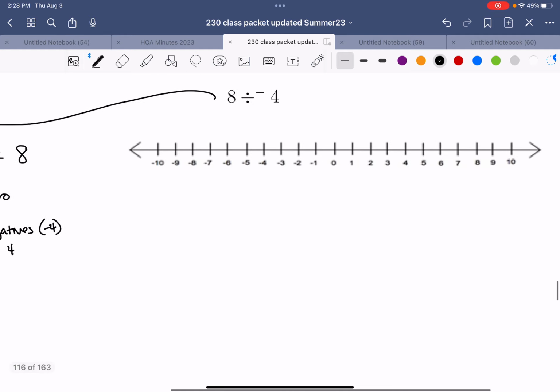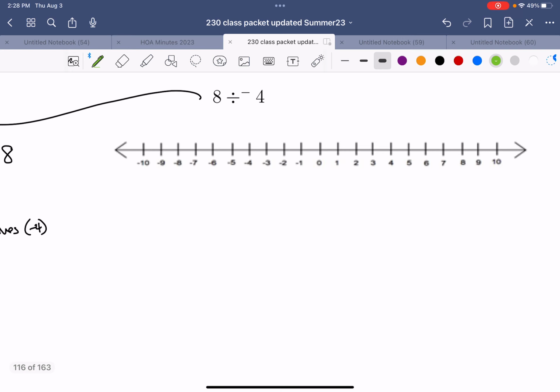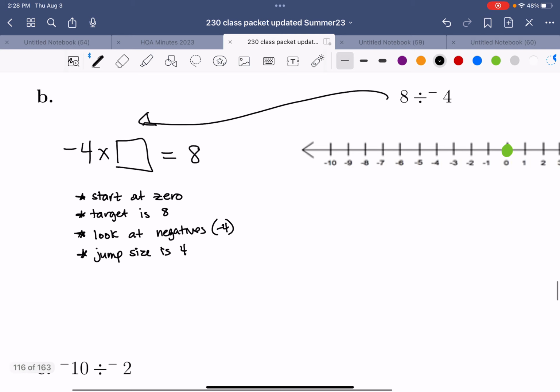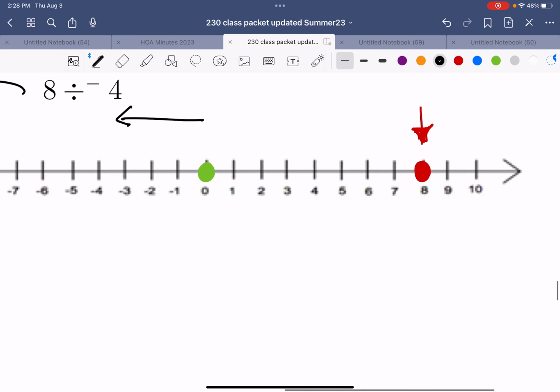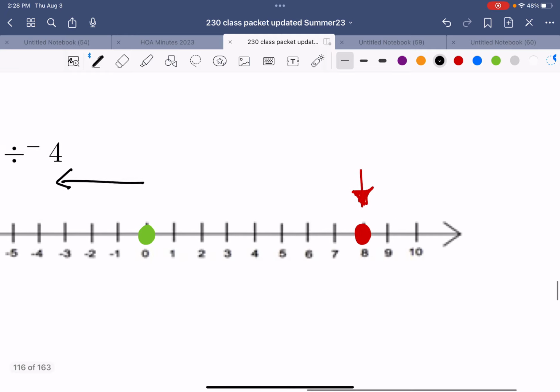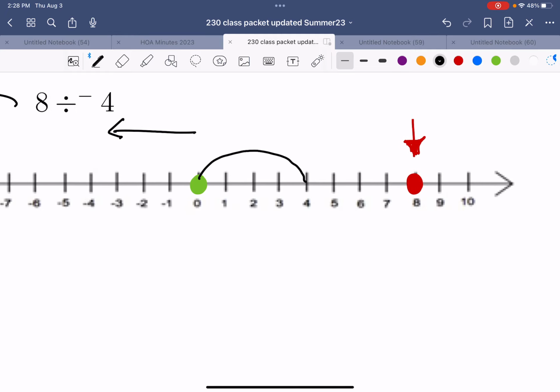So let's go ahead and set that up on our number line. So I'm starting at 0, so green on 0. I have to land on 8. My target number is 8, so I'm headed right here for 8. Then my arrow, I'm looking at the negatives, so my arrow goes towards the negatives. Okay, and my jump size is 4, and that means I'm going from green to red in jumps of size 4. So here's a jump of size 4. I'm not quite there yet. Let's go another one, and there I am. So I went 2 jumps.